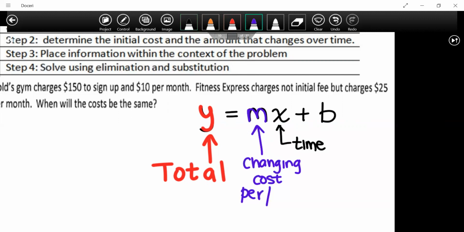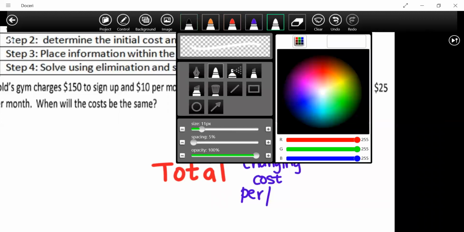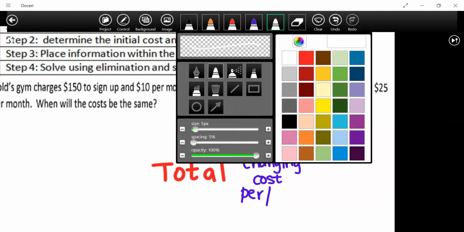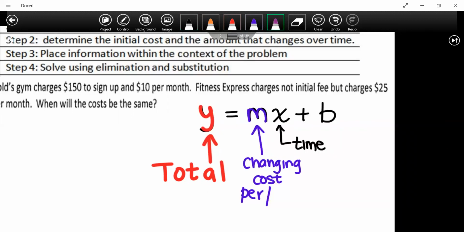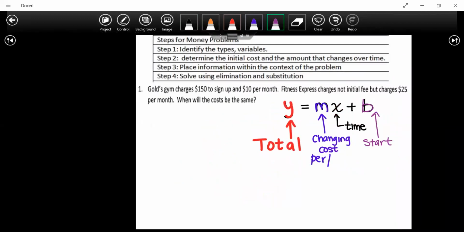And then our final one here, we're going to look at b, let's look at purple, where b is the start, initial. Okay, we're going to look at these different types of costs. Word problems are always confusing because it's hard to see the pattern. It's hard to see how they're going to set these up. Luckily, because we're doing systems, we're going to set up system problems.